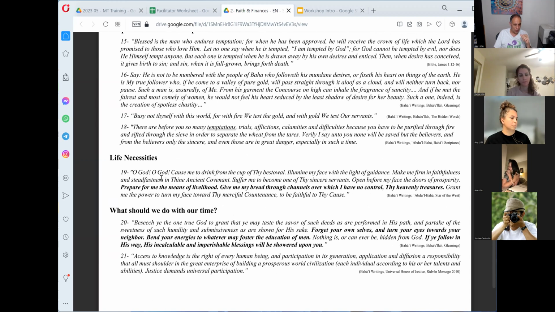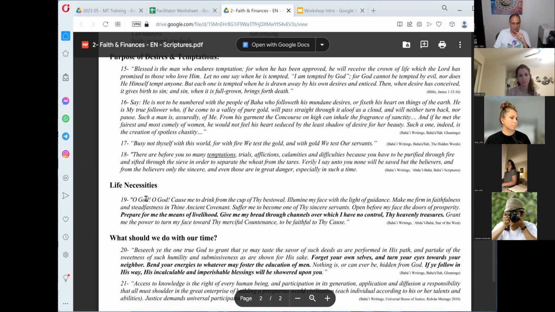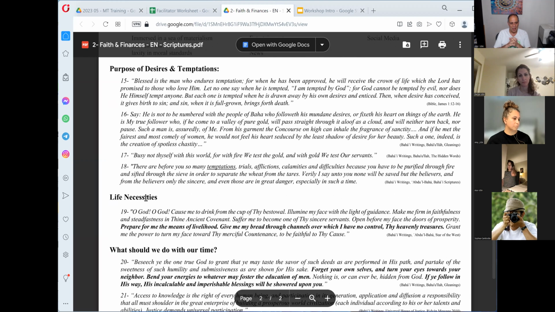Okay, so this one, I just want to wrap this up. I would read number 19 because that's the kind of putting it together, that again, we should not be thinking about our life necessities. This one is from the Baha'i writings.